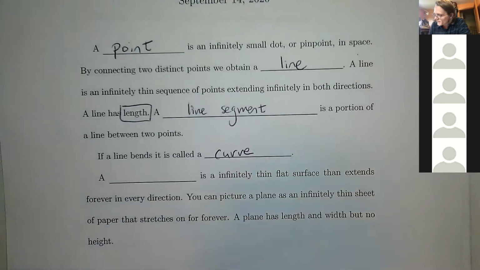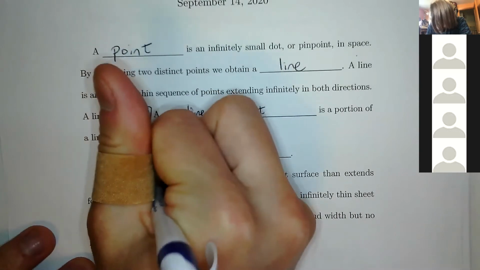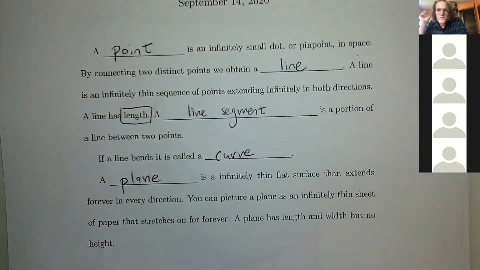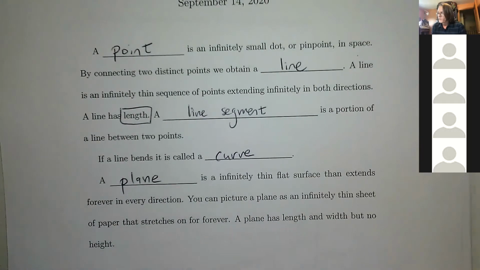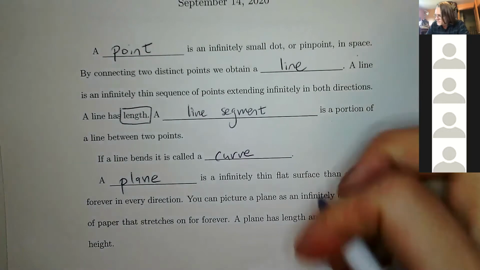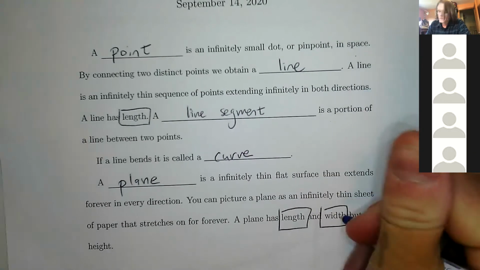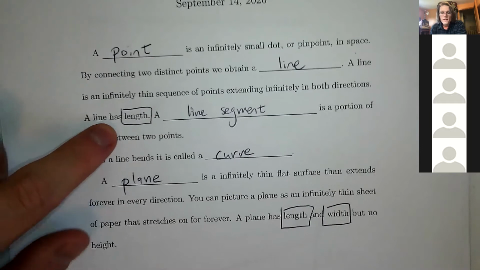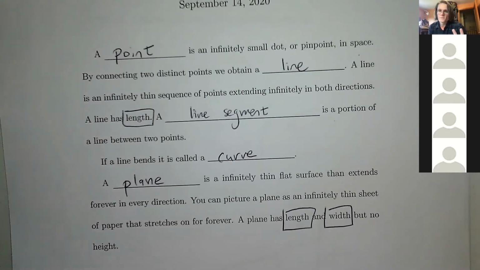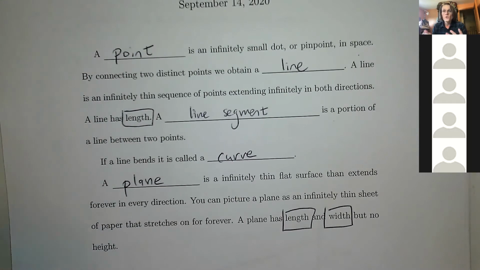All right, so a plane is an infinitely thin flat surface. So think of it as a sheet of paper that is infinitely thin, but the takeaway is that a plane has length and width, right? So in contrast to a line, which just has length, a plane has 2 things you can measure, a length and a width. So it's 2-dimensional.